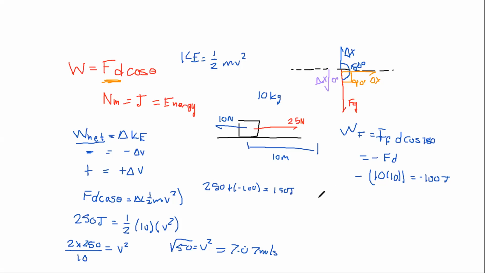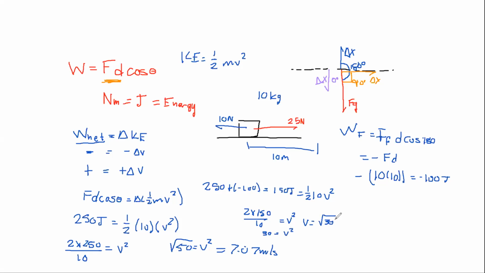So how much slower would it be going if it had 10 newtons of friction? We set that equal to 1/2 10 v squared. We would take 150, multiply by 2, and divide by 10 to get rid of that 1/2 and that 10. This would equal v squared. 2 times 150 is 300, divided by 10 is 30. That makes sense? So 30 equals v squared. So v equals the square root of 30.